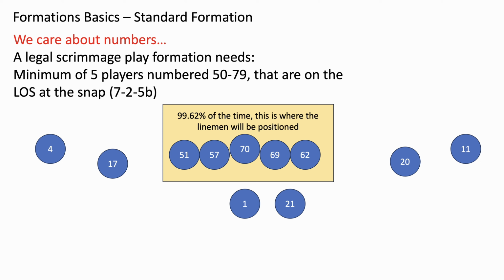We care about numbers. And for this to be a legal scrimmage play formation, the offense needs a minimum of 5 players numbered 50 to 79 that are on the line of scrimmage at the snap. And 99.62% of the time, the linemen are going to be positioned where you see them right here. Again, we've got 2 tackles, 2 guards, a center, and a snapper. So the offense has, in this case, a legal formation, or met the requirements of a legal formation, having 5 players numbered 50 to 79 that are on the line of scrimmage.